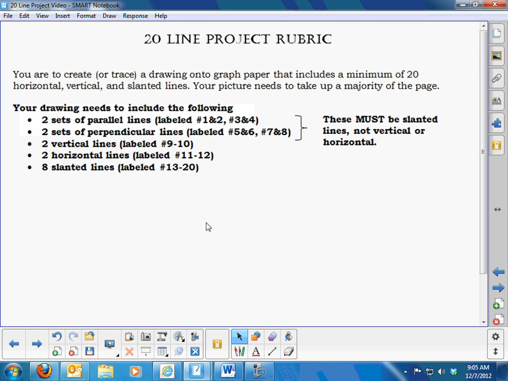You're going to need 2 vertical lines, 2 horizontal lines, and then 8 slanted lines of any variety that will make up your 20 lines. Now your picture is going to have way more than 20 lines most likely, but you're going to pick 20 of the lines on your picture that you want to use.